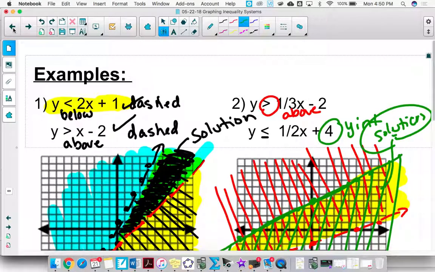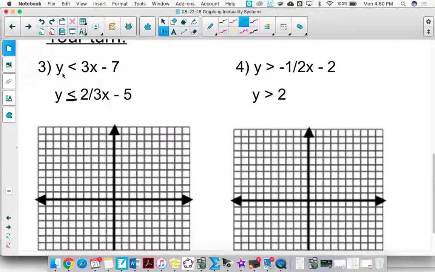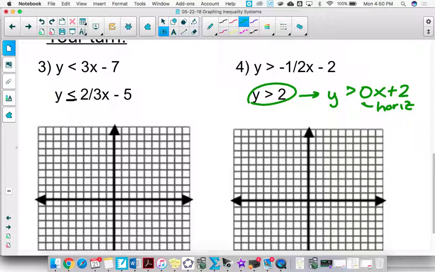Your job at this point is to try the last two you see right here and bring them up. Just a hint on number 4. If there is no x value, maybe think of that as 0x plus 2 and realize this is going to be a horizontal line because the slope of 0 is horizontal. All right, give those a try, bring them up. Let's see how you're doing.